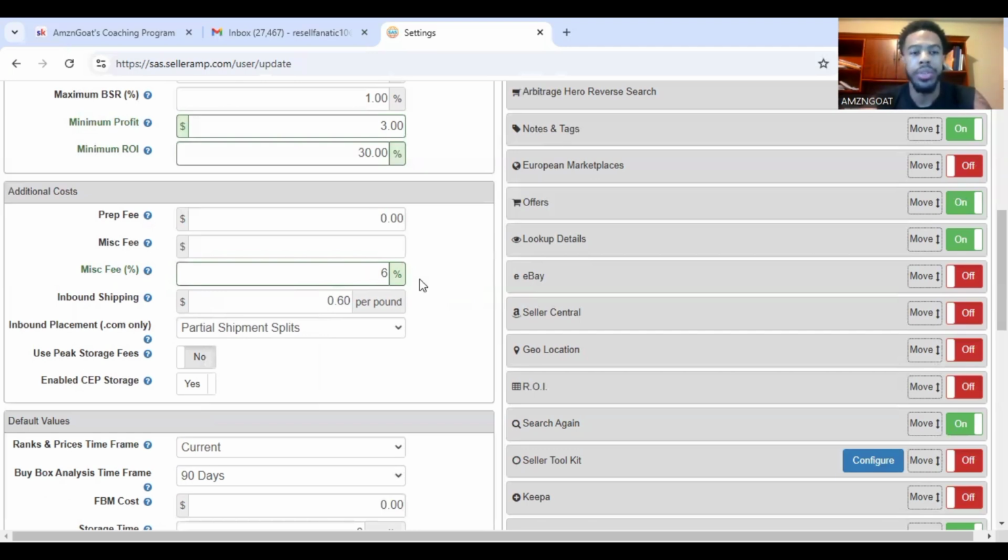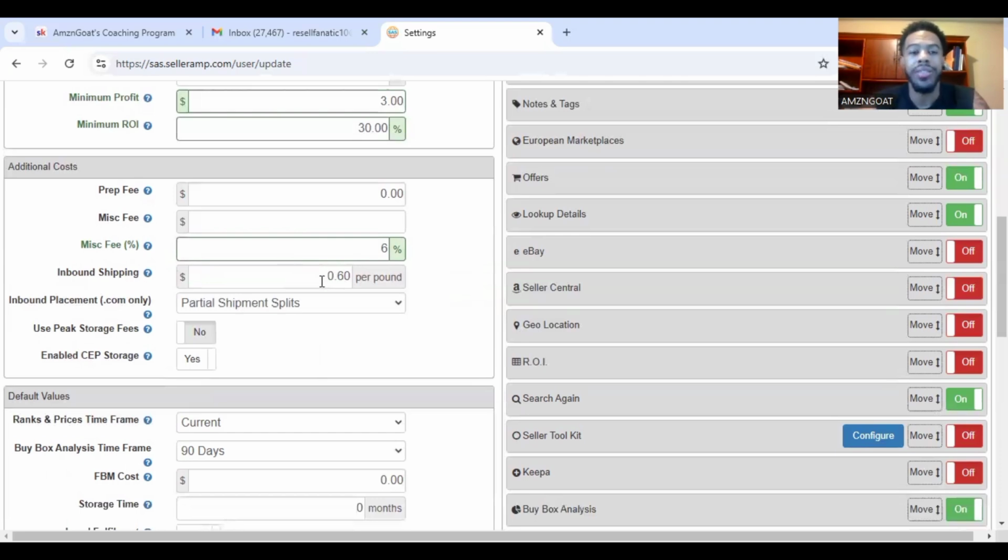So that's 6%. The inbound shipping I have set at about 60 cents per pound. This number is sort of able to fluctuate. It all depends on your FBA shipments and what your prices are looking like. This inbound shipping is the price per pound. So you'll understand a number when you have done some FBA shipments.